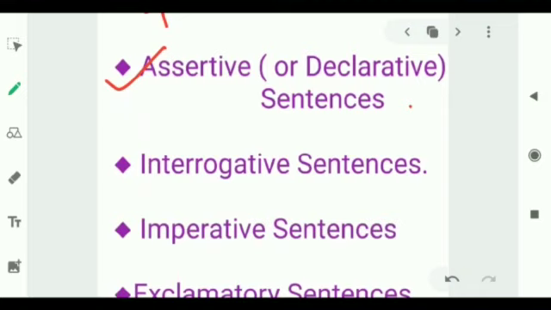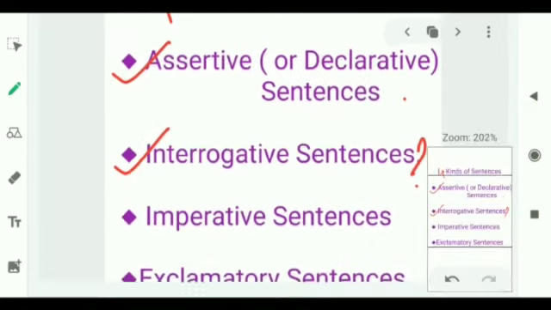Now, next kind of sentence was interrogative sentences. Interrogative sentences are the sentences which ask questions. To end an interrogative sentence, we have to put a mark of interrogation, that is a question mark.